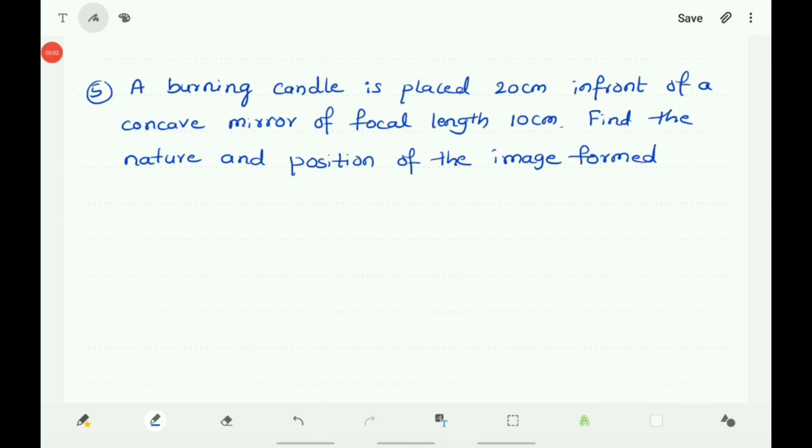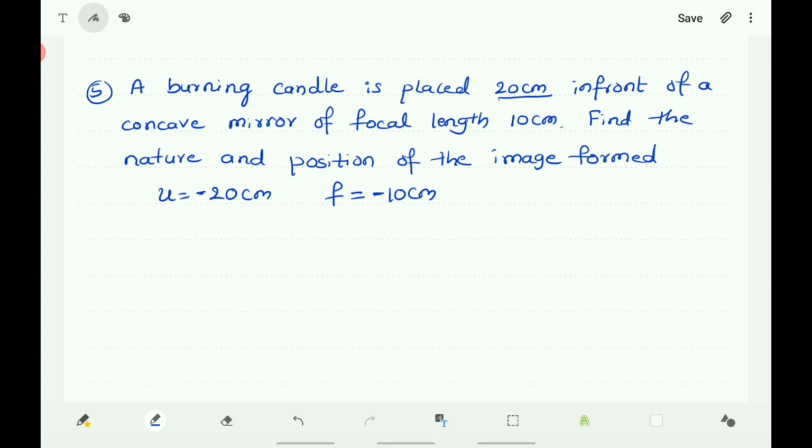See the fifth question. A burning candle is placed 20 centimeter in front of a concave mirror of focal length 10 centimeter. Find the nature and position of the image formed. Here a candle is placed 20 centimeter in front of concave mirror, means that becomes the u, that is object distance. u is equals to minus 20 centimeter, and focal length of concave mirror, that is f, for concave mirror it is minus 10 centimeter.